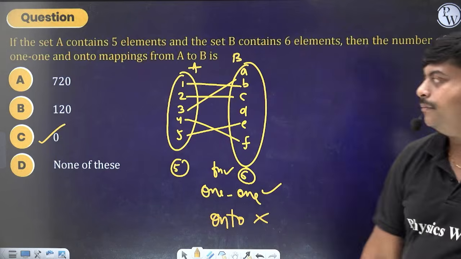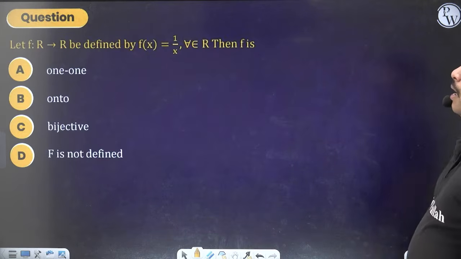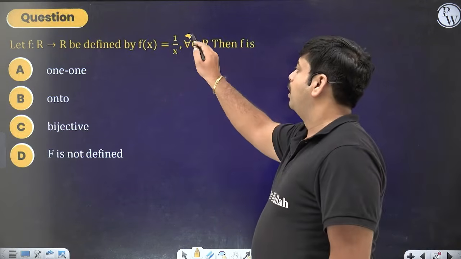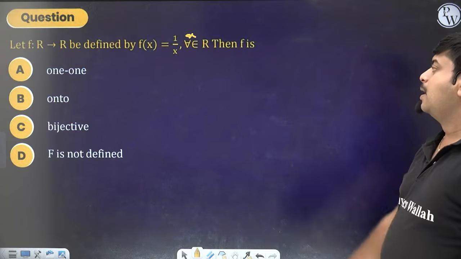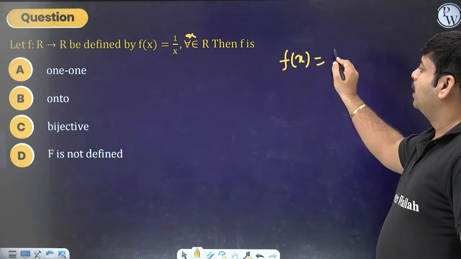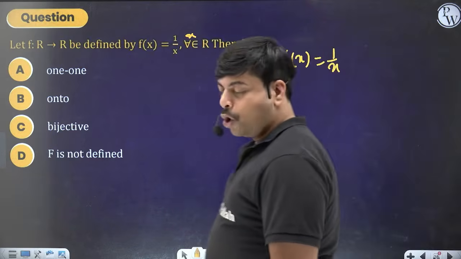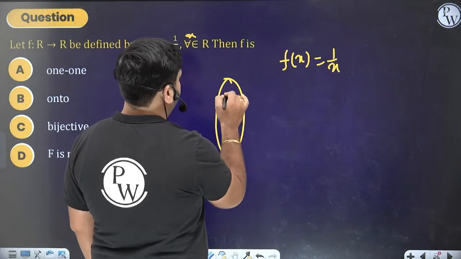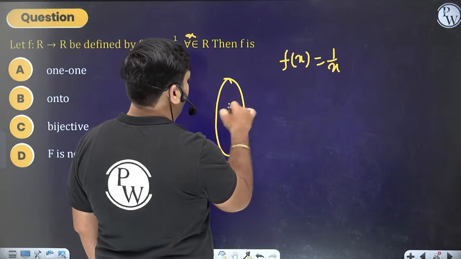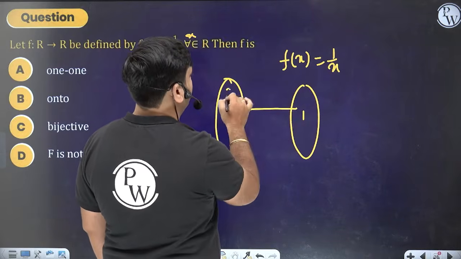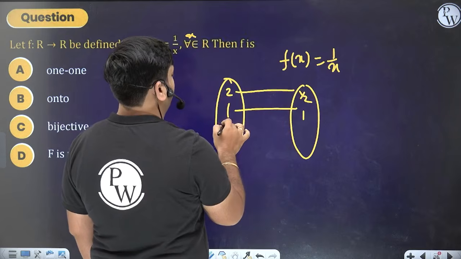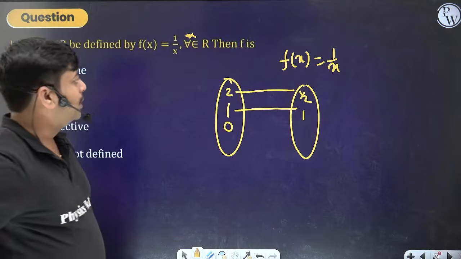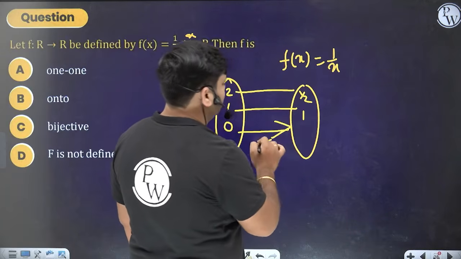Clear? Good. What is the next one we are having? f of x is equal to 1 by x for all x belongs to R. For every value of x, you will be getting some value on the other side, right? But carefully observe. Let's say here we have 1. You will get 1. For 2, we will get 1 by 2 somewhere. For 0, you're not getting anything. 1 by 0 is undefined.